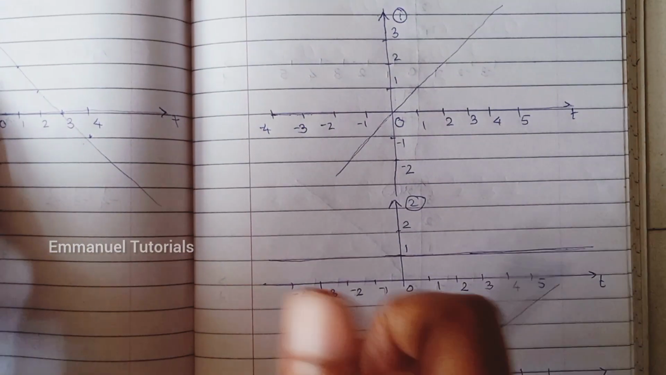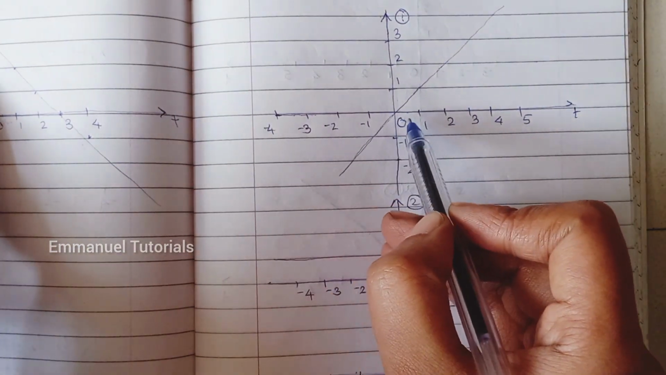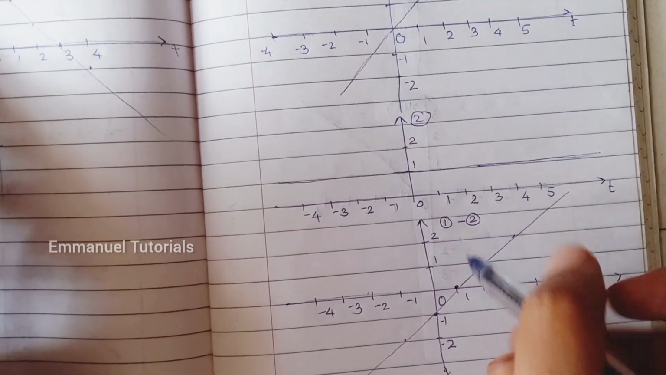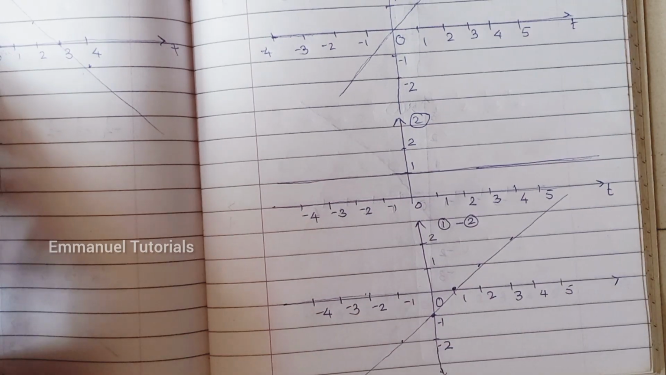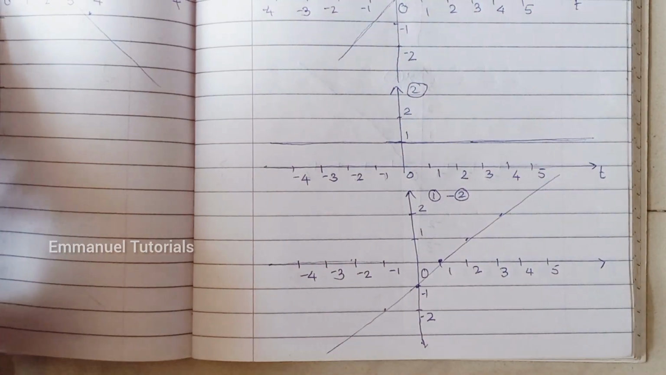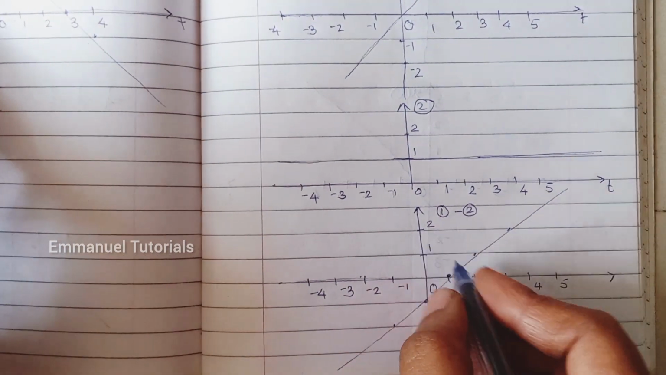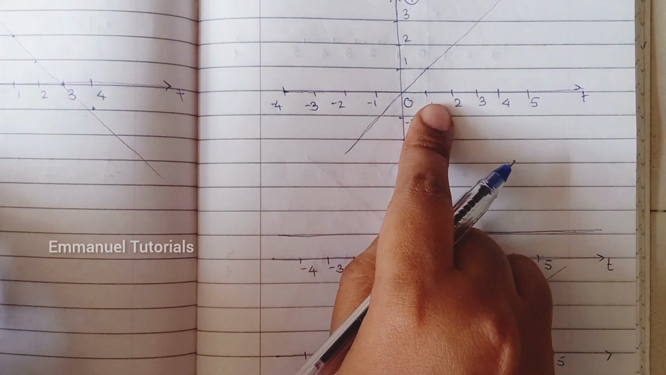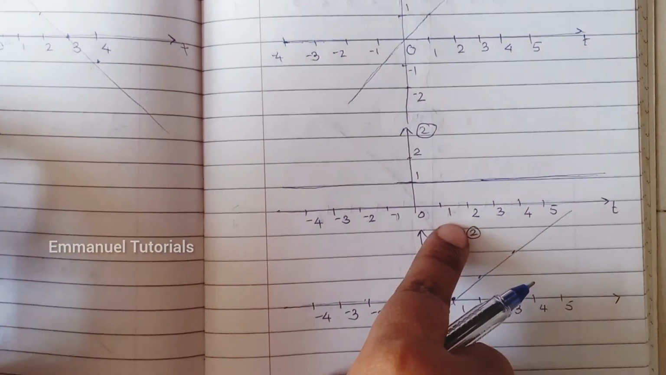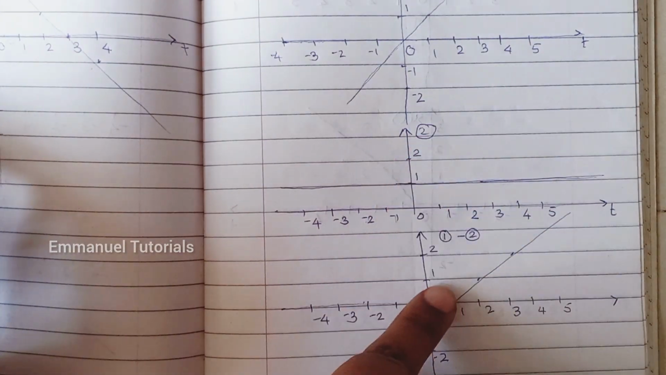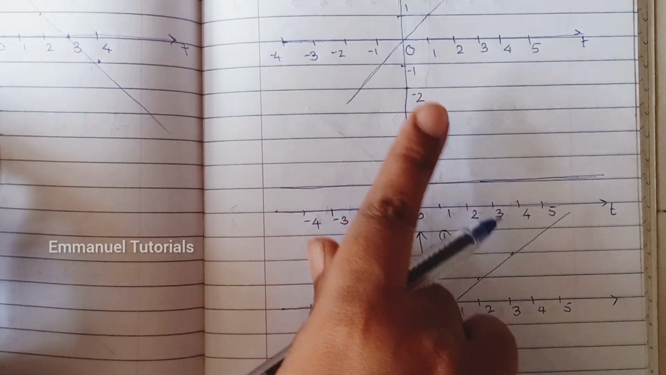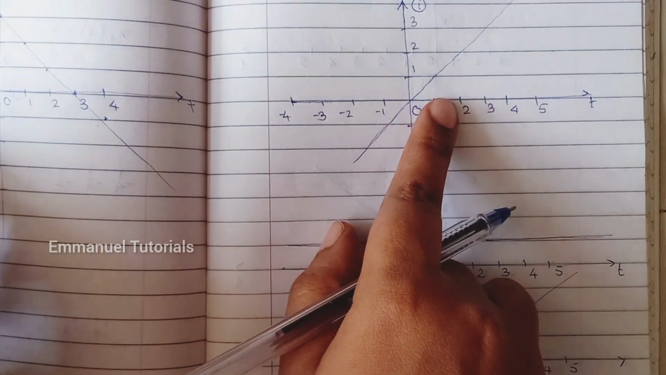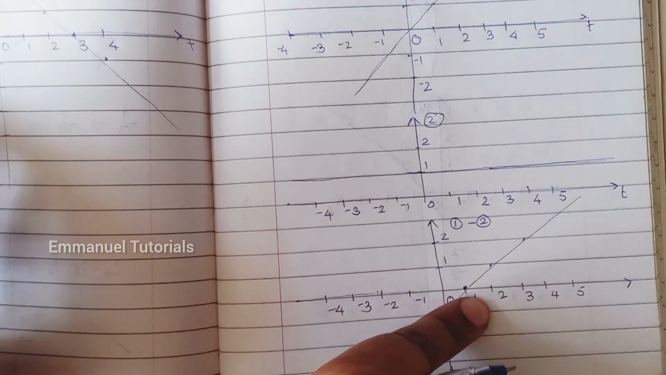So if you see here, the first signal at 0 is 0 and second signal at 0 is 1. So at 0, our resultant signal is going to have 0 minus 1, which is minus 1. Similarly, at 1, first signal's amplitude is 1, second signal's amplitude is 1. So at 1, our resultant signal is going to have 1 minus 1, which is 0. Similarly at 2, 2 minus 1 is 1.